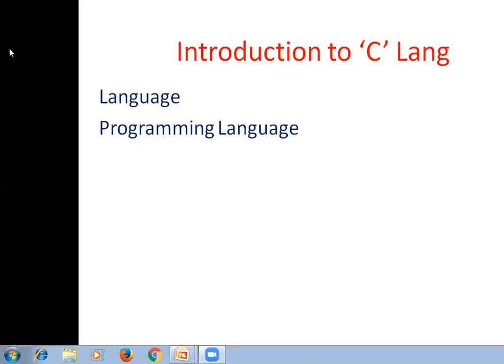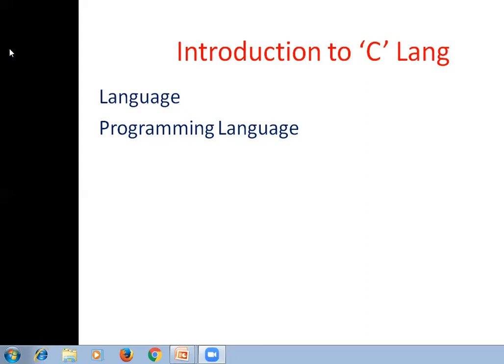Languages, right? We are using Hindi, Odia, English, Tamil, Telugu, so many languages. Like that, for communicating with a computer system, there are also so many languages. Like C is a language, C++ is a language, Java is a language, Python is a language. There are so many languages.